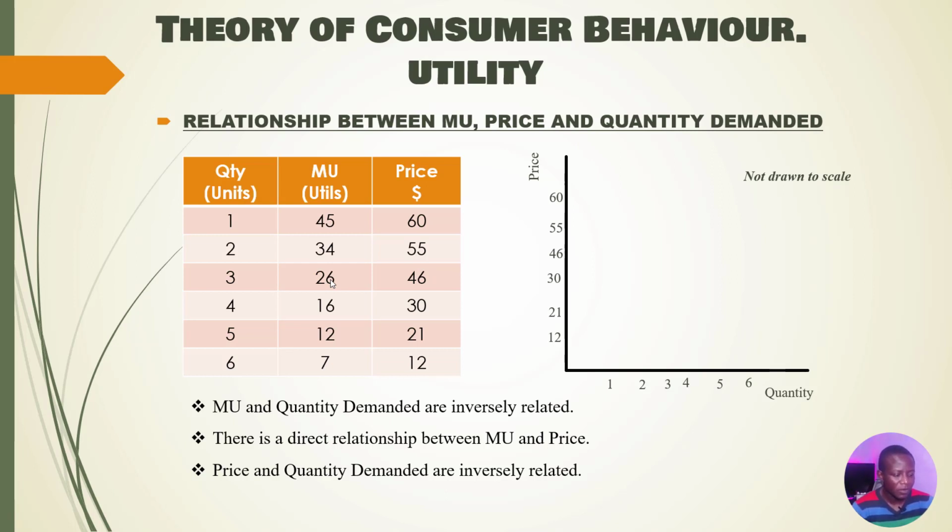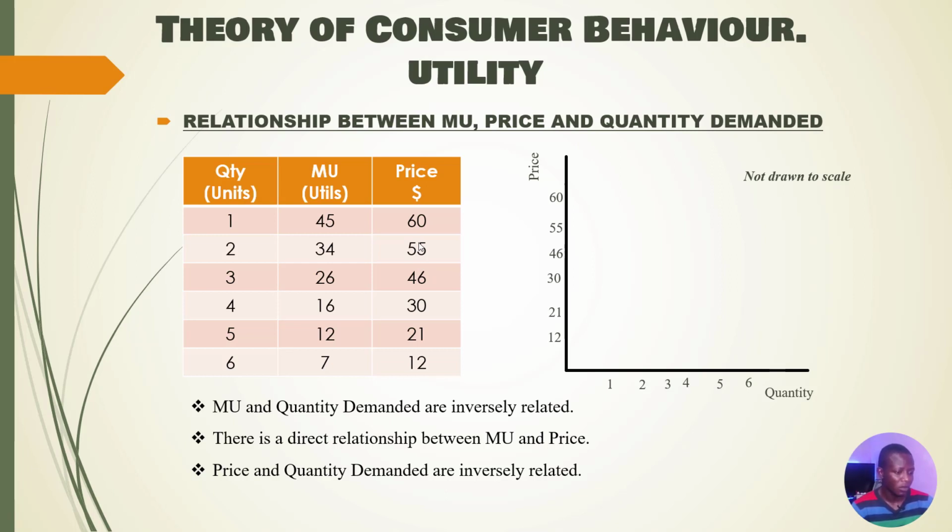What about the relationship between marginal utility and price? We say that there is a direct relationship between marginal utility and the price of a commodity. What does this mean? It means that whenever the price of a commodity falls, then the additional satisfaction that one derives from that commodity will also fall. And when the price increases, then that means the additional satisfaction that one also derives is going to increase.